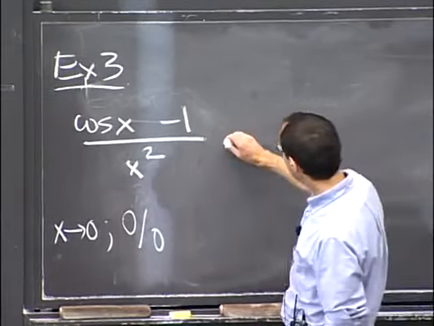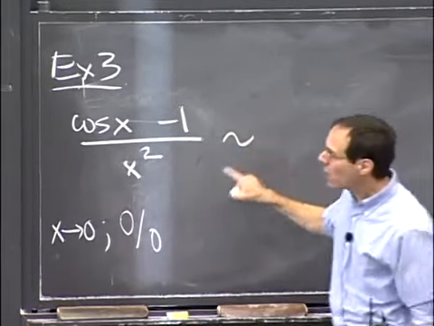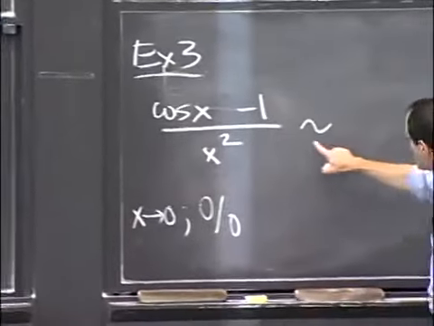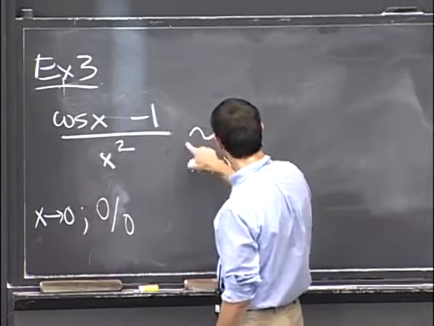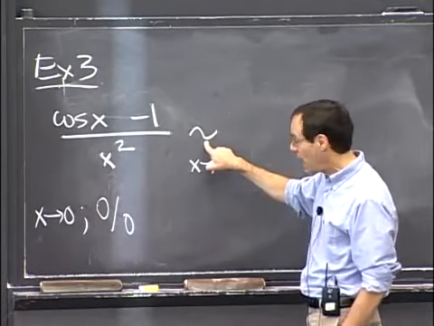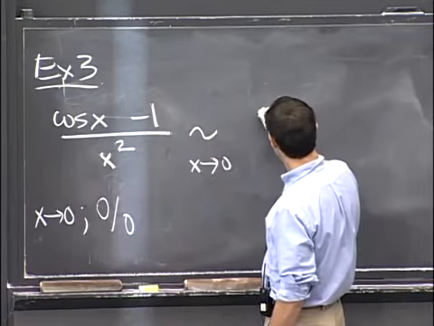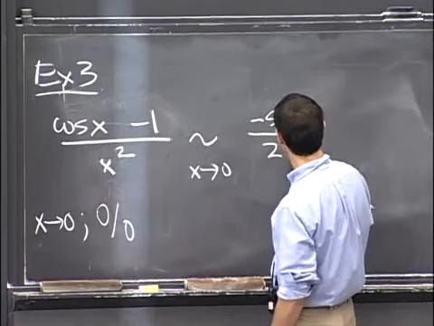Now, according to our method, this is equivalent to, now I'm going to use this little wiggle because I don't want to write limit a million times. So I'm going to use a little wiggle here. So as x goes to 0, this is going to behave the same way as differentiating numerator and denominator. So again, this is going to be minus sine x in the numerator. In the denominator, it's going to be 2x.